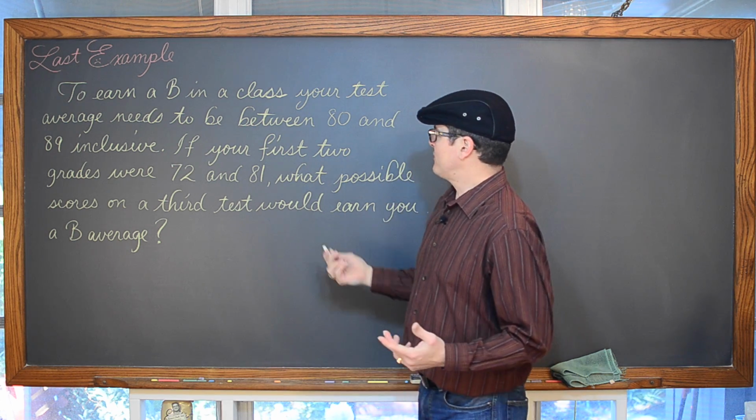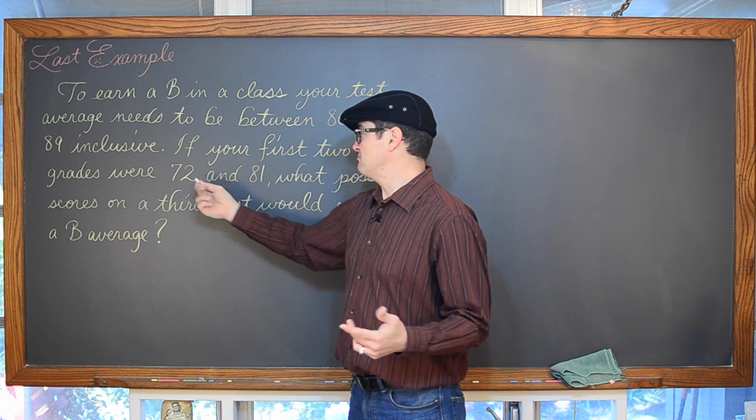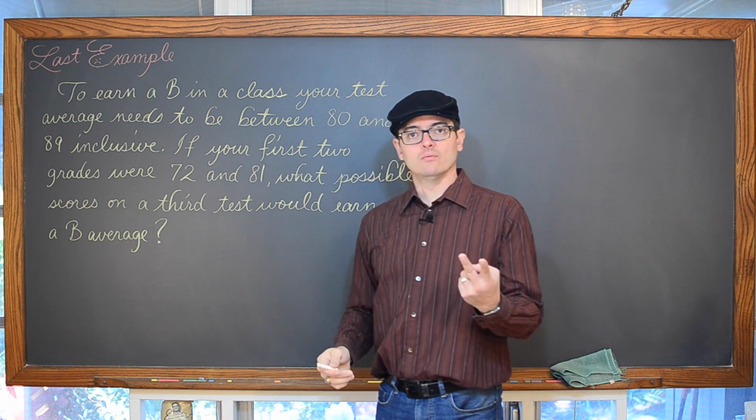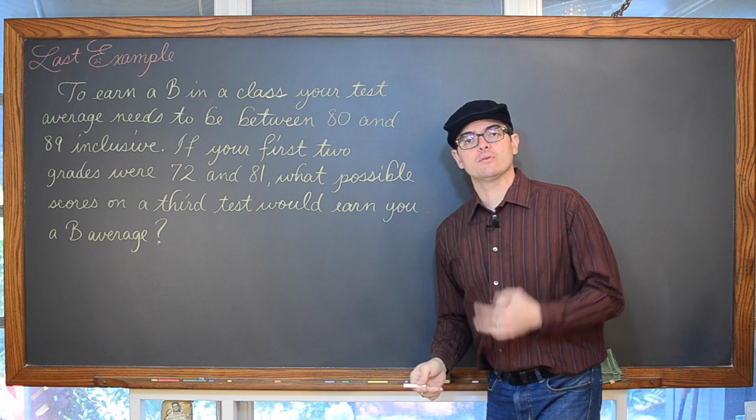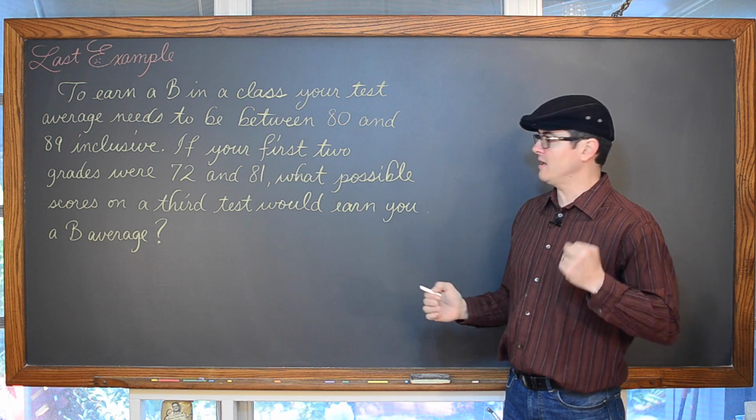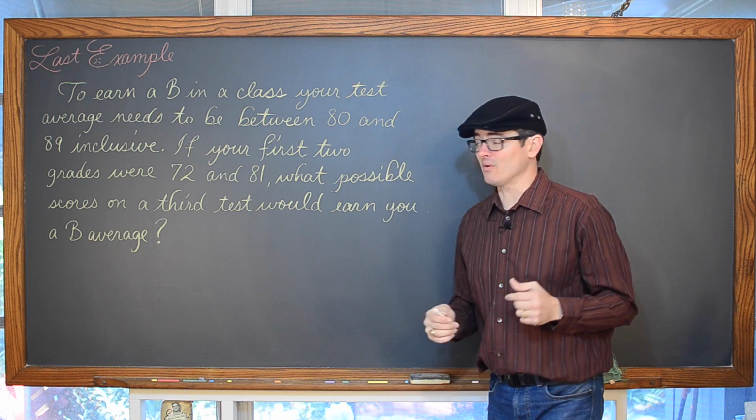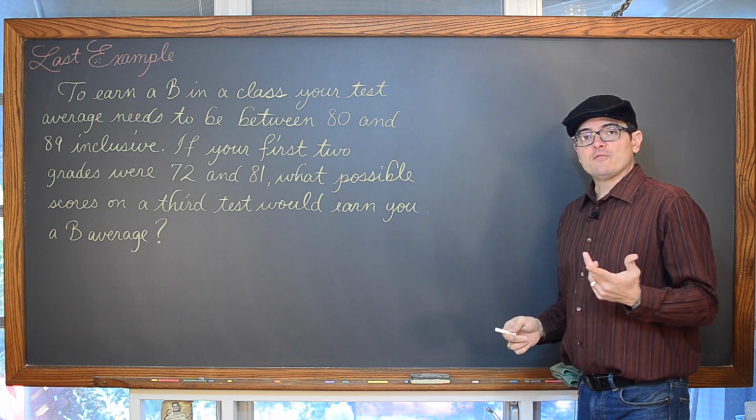What's the average of these two numbers? I would add them up and divide by 2. Well, if you have 3 tests, you're going to add those 3 test scores and divide by 3. It's just that I don't know what the third test score is. But I do know how to find an average.